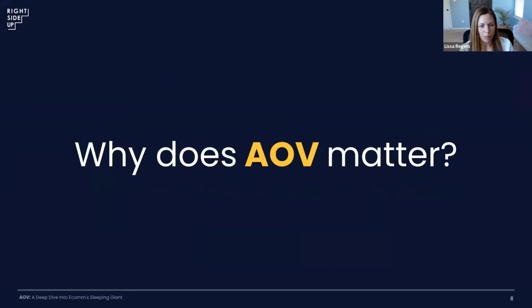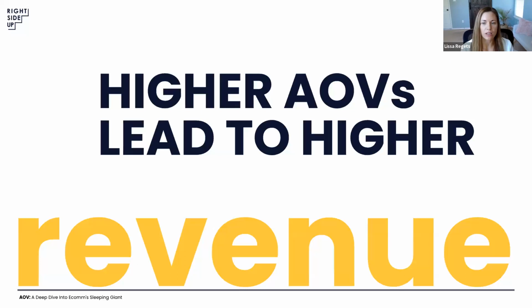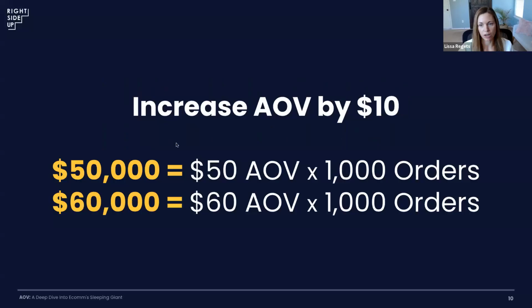So why does AOV matter? Higher AOV leads to higher revenue. Simply put, when you increase your AOV by just $10, so let's say you start with an average order value of $50 and you increase that average order value to $60, you have the same 1,000 orders per month. You're generating an incremental $10,000 more in revenue.